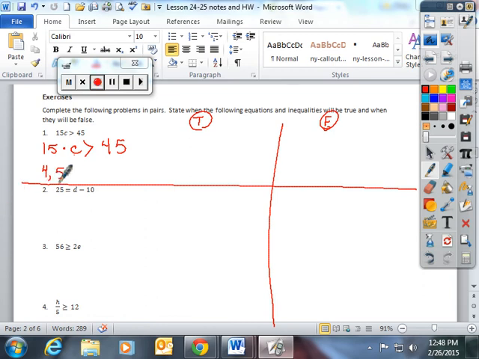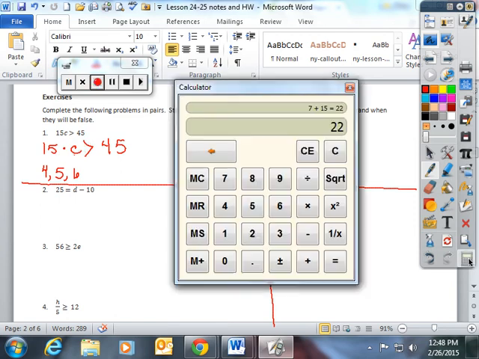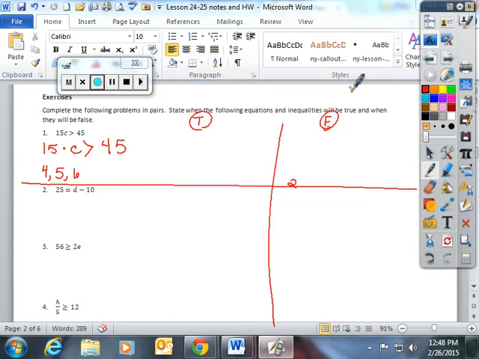15 times 5 would be 75, 15 times 6 would be 90. Okay, and then we talked a little bit, well, 15 times 2 would be 30, so 30 is not greater than 45, so this would be a false number sentence for that value. Then we talked about possibly c being a decimal or a fractional value. 15 times 3.5, and had the students take their calculators out, is 52.5, and 52.5 would be greater than 45.